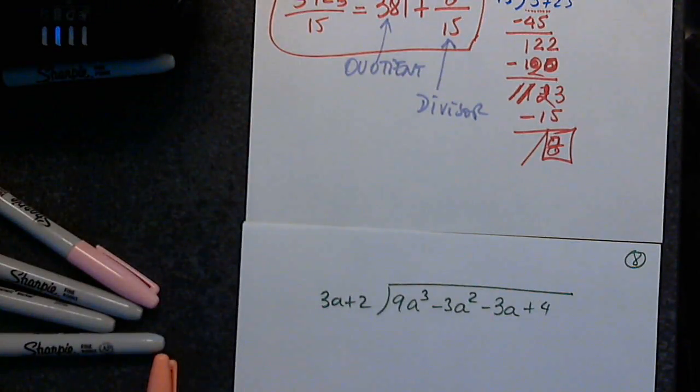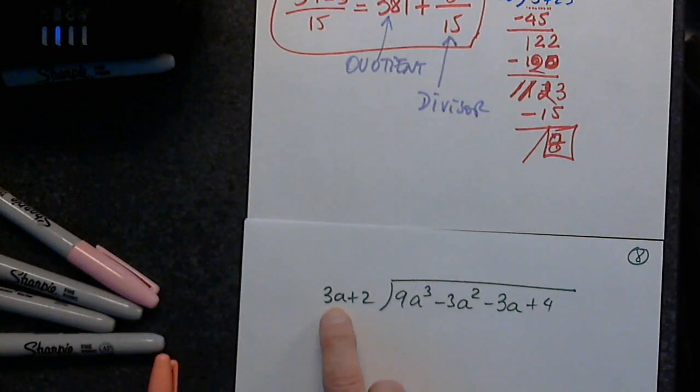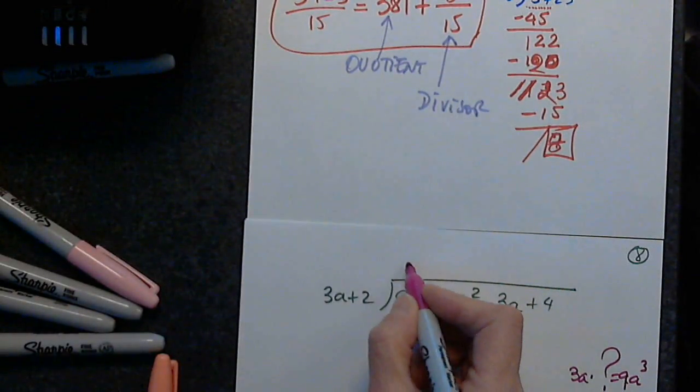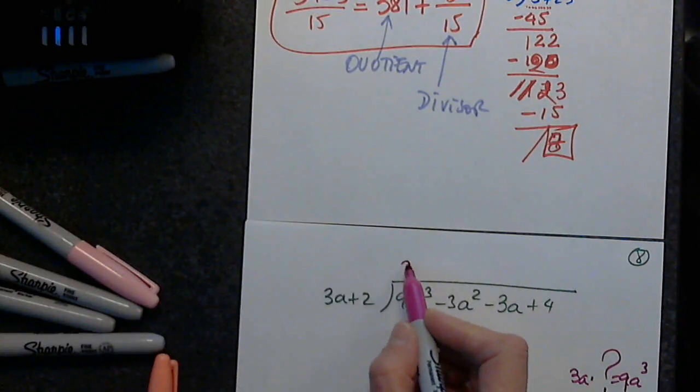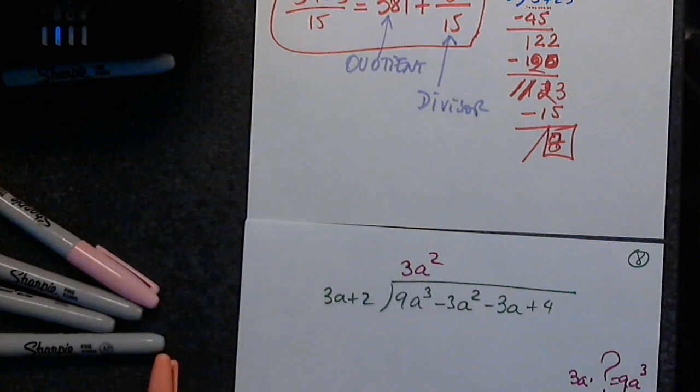What is our first question here? 3a times what quantity is 9a cubed? You can write that on the side. 3a multiplied by what is 9a cubed? And the answer we put up here. What do I multiply 3a by to get that? 3a squared. That's it. From the exponential rules, I know that that has to be 3a squared.